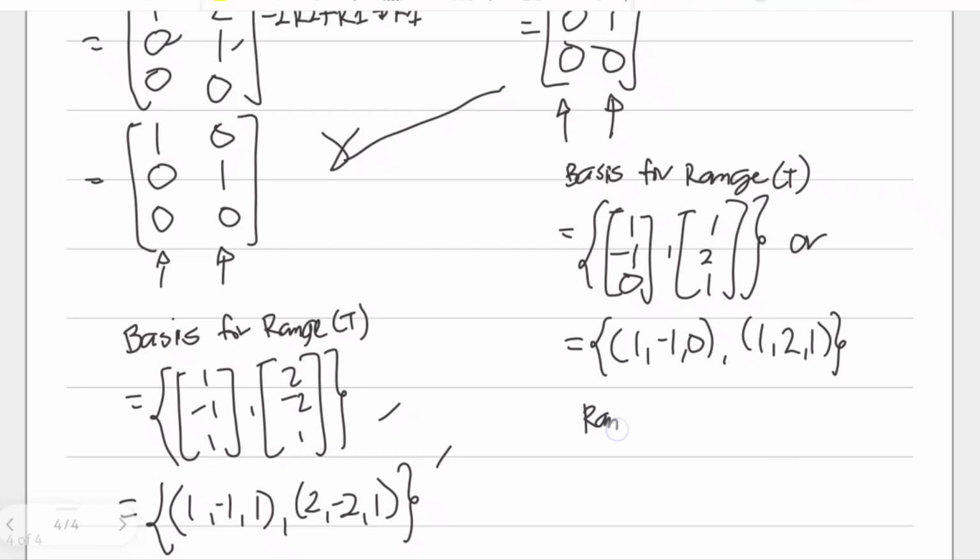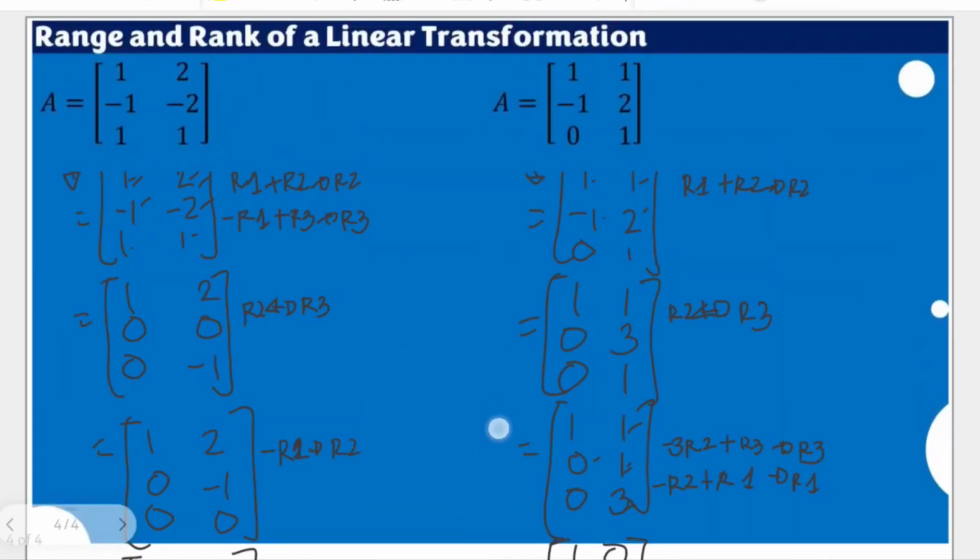Hence, our rank of T being the dimension of the range, or the basis of the range, we have two vectors. The answer is also 2. This is the rank, and these two are acceptable bases for the second matrix. So this is how we solve the basis for the range and the rank of these two matrices here. So that's all, and thank you very much for watching.